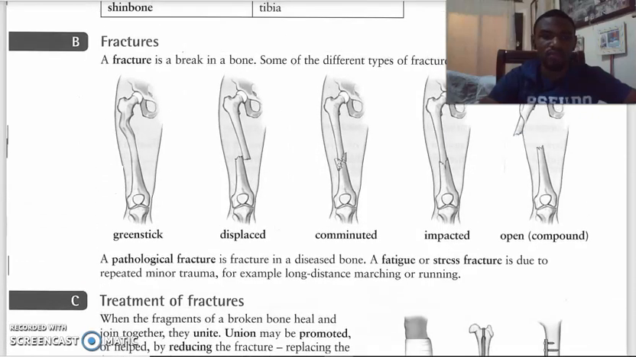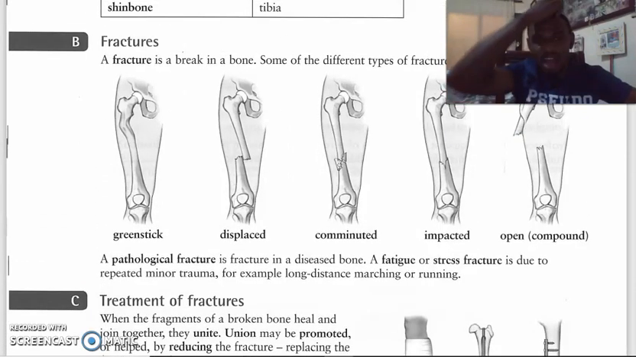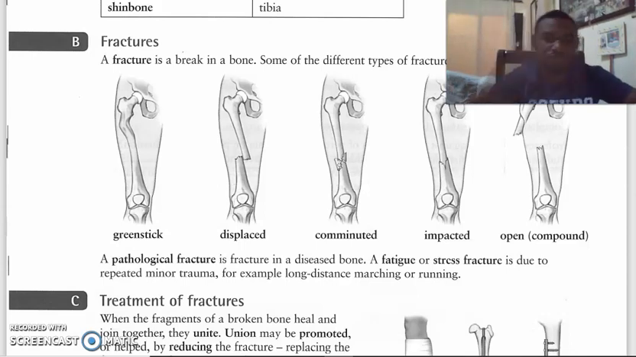B. Fractures. A fracture is a break in a bone. Some of the different types of fractures are greenstick, displaced, comminuted, impacted, open or compound.